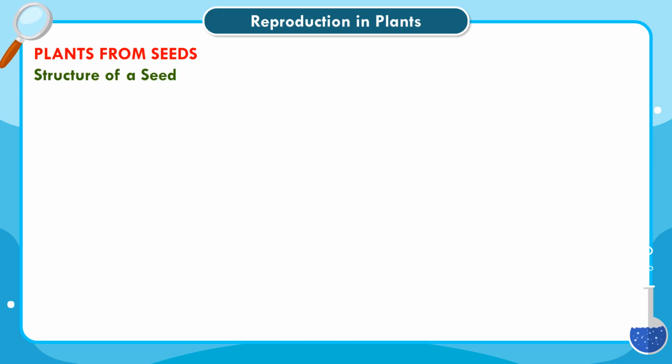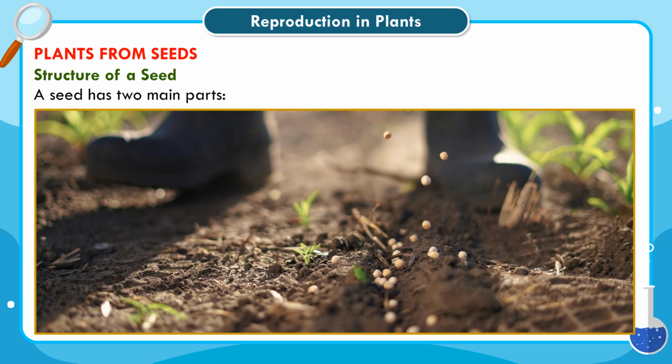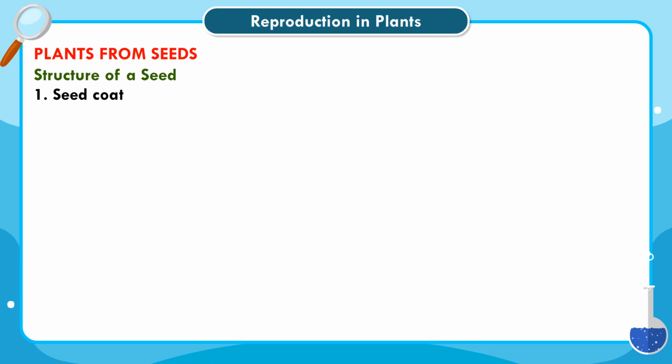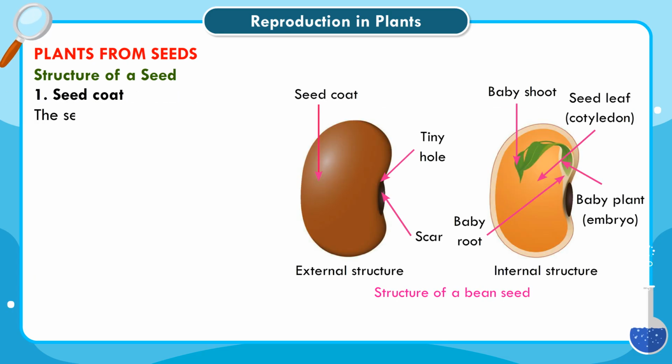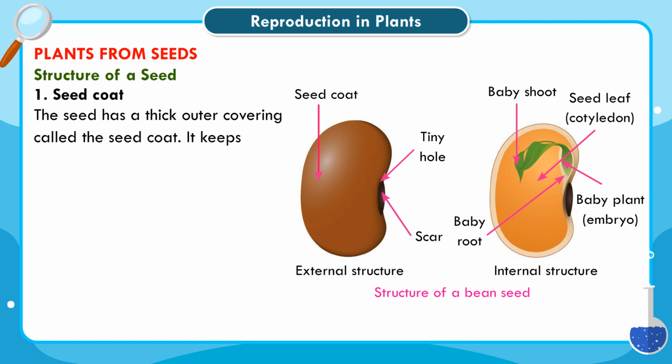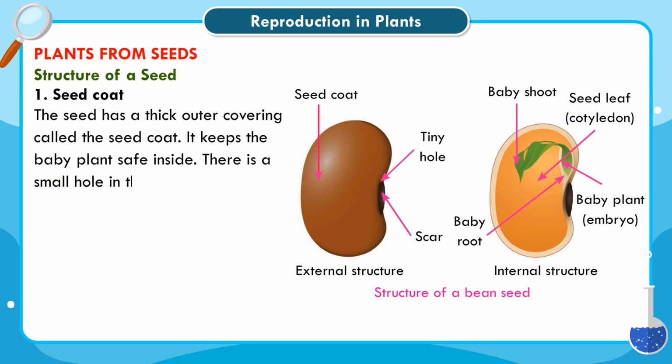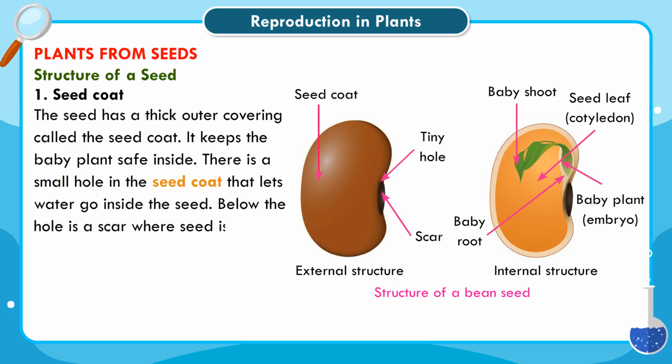Structure of a seed. A seed has two main parts. 1. Seed coat. The seed has a thick outer covering called the seed coat. It keeps the baby plant safe inside. There is a small hole in the seed coat that lets water go inside the seed. Below the hole is a scar where the seed is joined to the fruit.